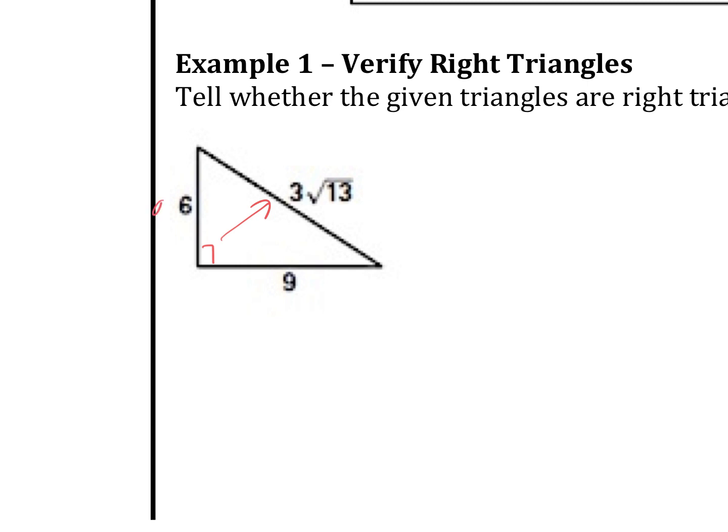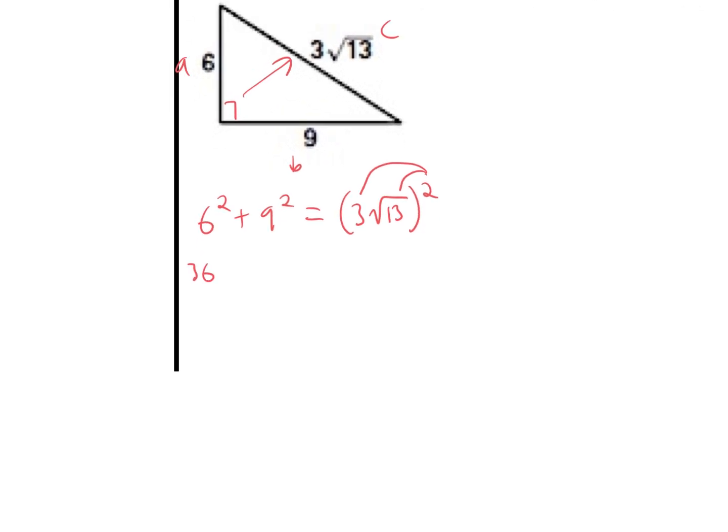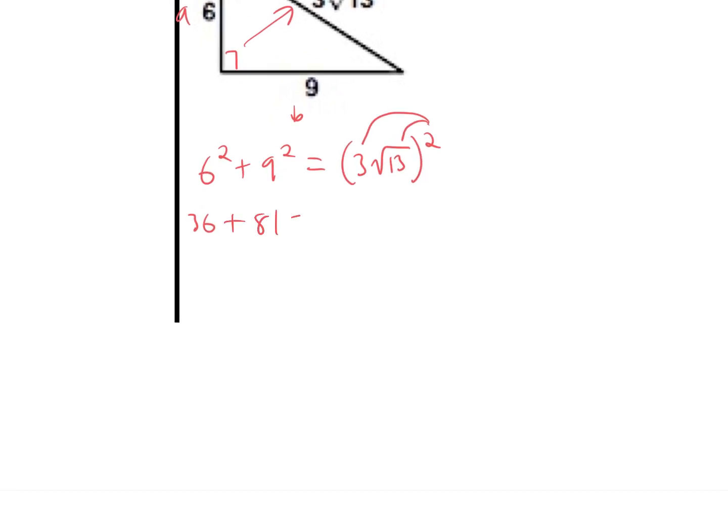So a squared plus b squared equals c squared, right? So we're going to do 6 squared plus 9 squared equals, and now it gets a little bit tricky here. What I want you to do is put 3 square root of 13 in parentheses, squared. And what we're going to do is a power to a power. We're going to apply the 2 to the 3 and to the square root of 13. All right, 6 squared is 36, plus 9 squared is 81. The way you do this is 3 squared is going to be 9, and square root of 13 times square root of 13.